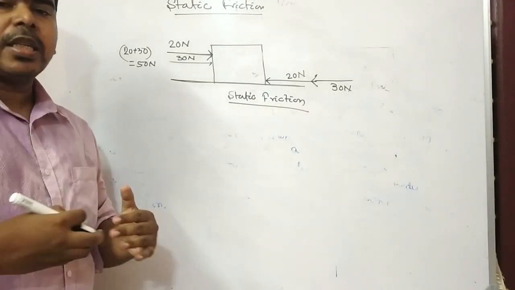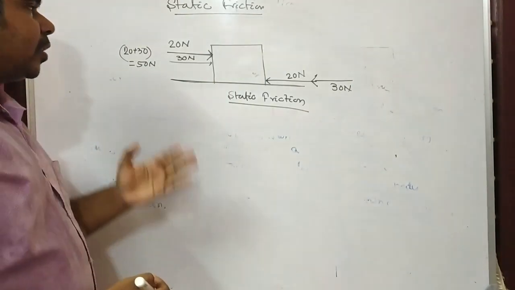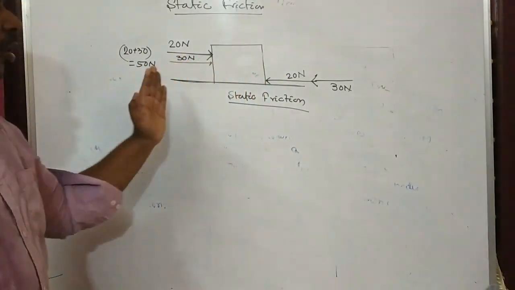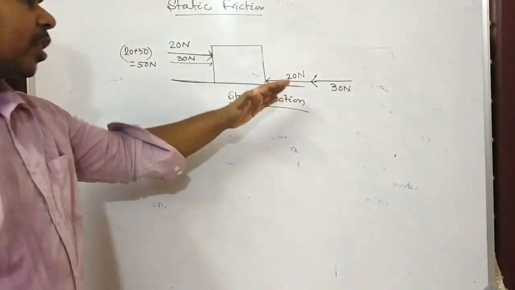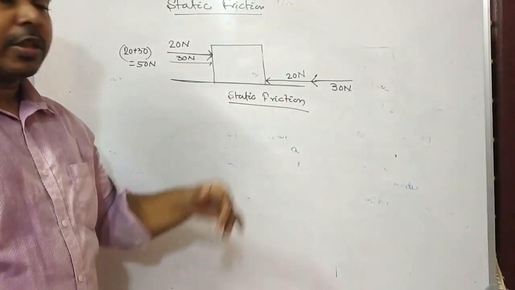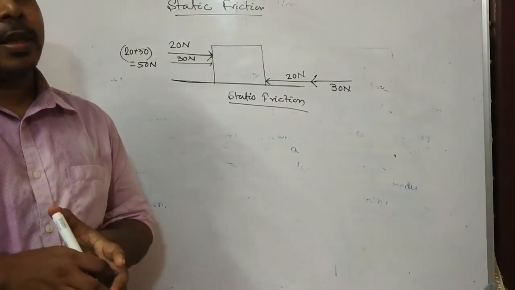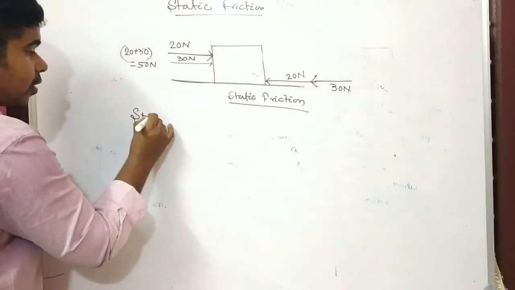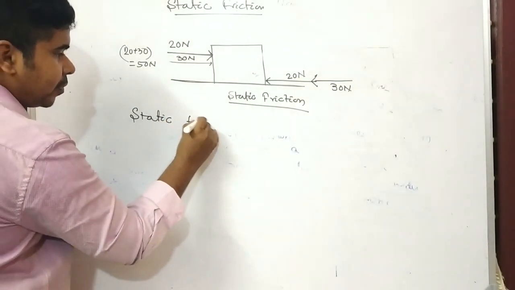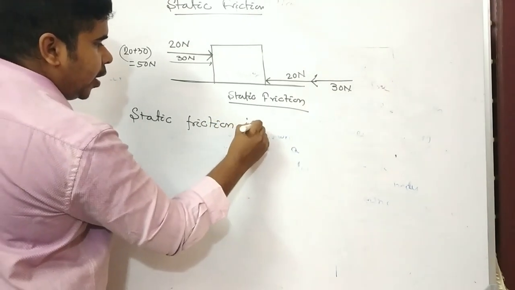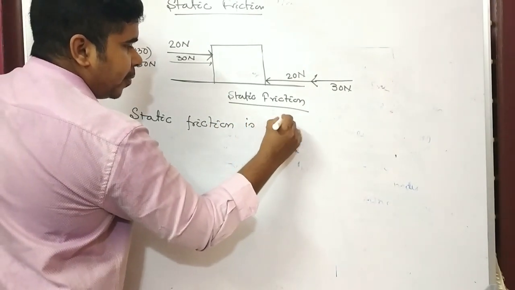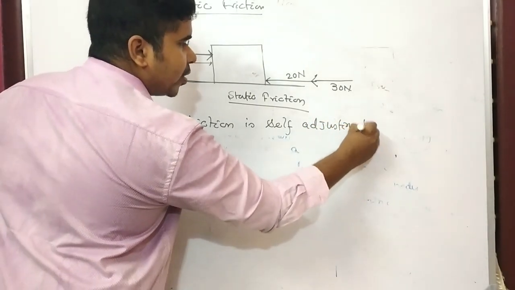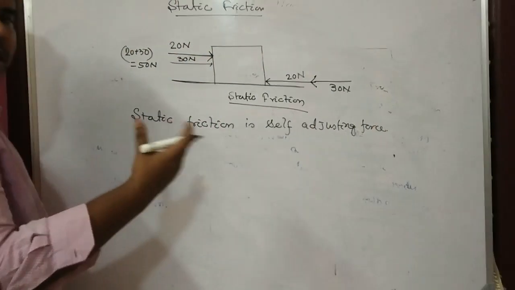Now you might be asking, sir, is it possible that the frictional force increases automatically by itself? Yes, that is a property of static friction, that until you give a certain force which tries to move the body, the surface will itself increase its static frictional force, and that's why static friction is known as a self-adjusting force. Why is it known as a self-adjusting force?